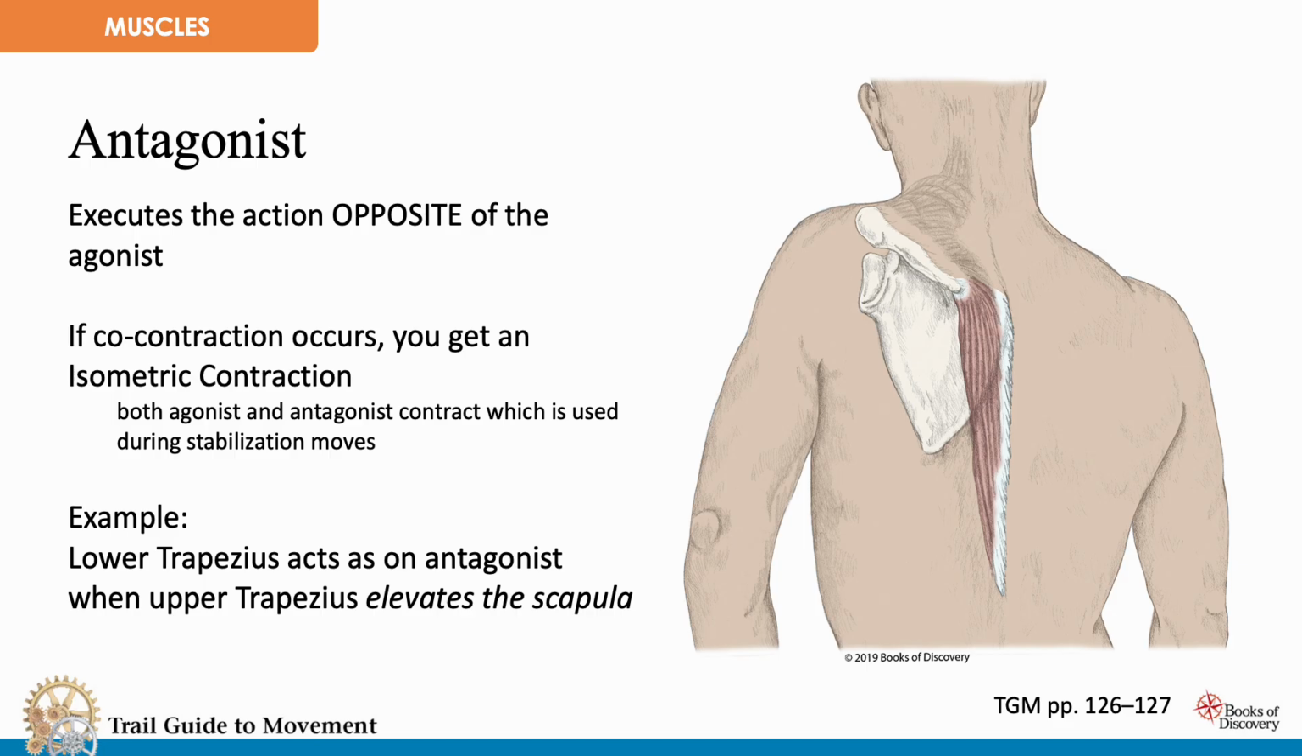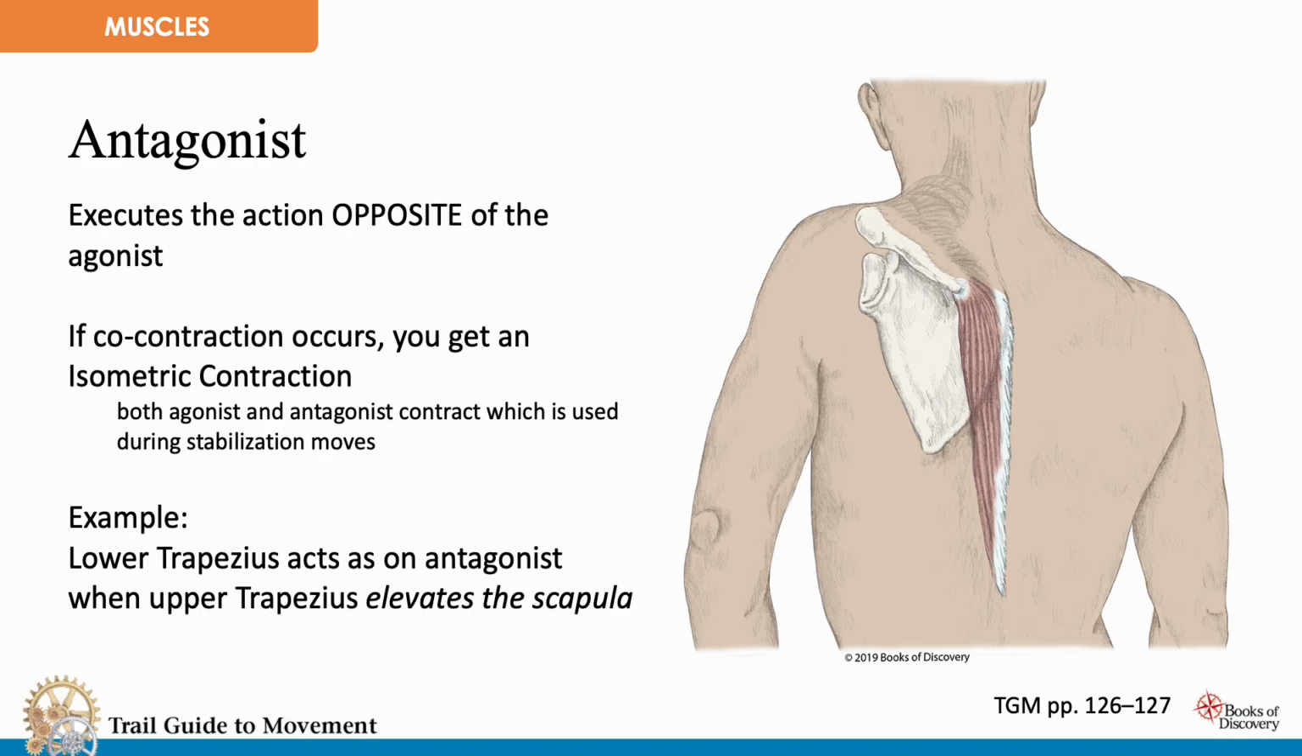Now we meet the antagonist. This is the muscle that performs the action exactly opposite to our agonist. For a movement to smoothly happen, the antagonist usually has to lengthen and give way while the agonist shortens. Using the upper shoulder shrug again, if the upper trapezius is pulling the scapula up, the lower trapezius is the antagonist, and it has to relax to allow that elevation.